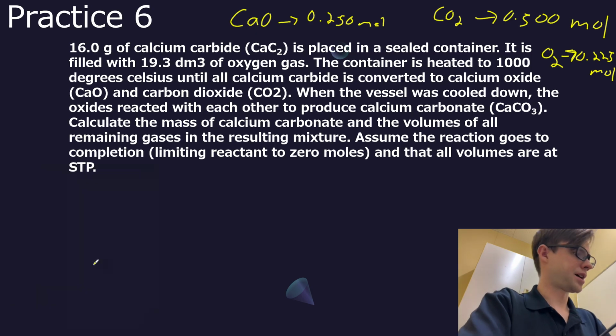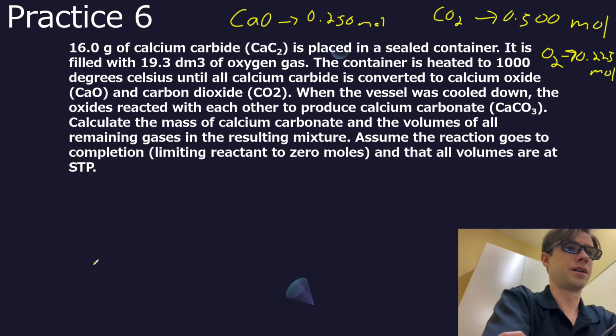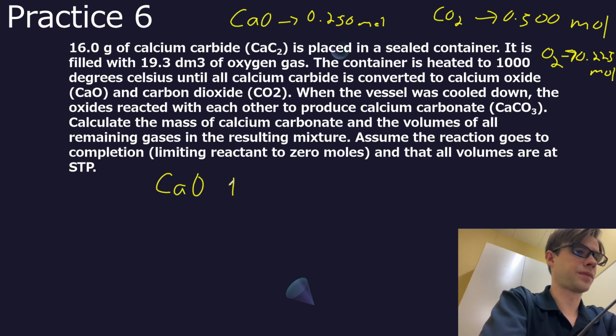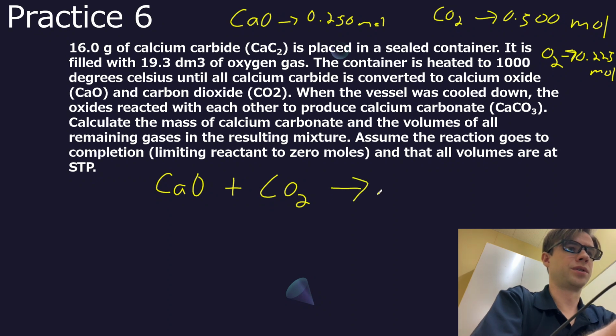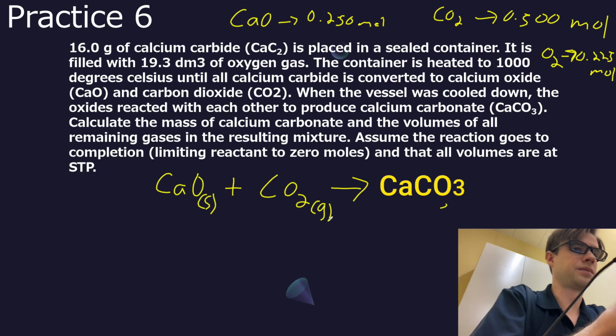Okay, so we actually have a second chemical reaction happening. Better draw an equation for that as well. This says the reaction is cooled down. The oxides reacted with each other to produce calcium carbonate. The oxides will refer to calcium oxide and carbon dioxide. These just combine together, I think, in a 1:1 ratio to make CaCO3. Solid and gas and solid, I think.